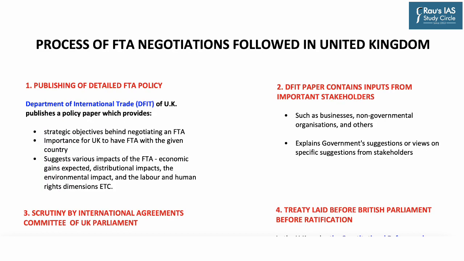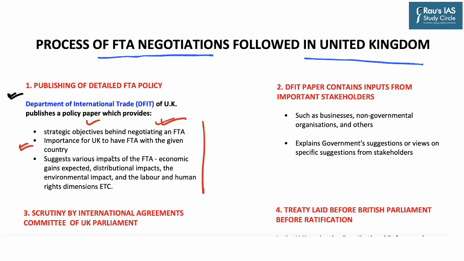And in this backdrop, let us go through the process of free trade agreement negotiations which is followed in the United Kingdom, and also a comparative analysis with India. So in the first step, the Department of International Trade of the United Kingdom publishes a policy paper providing the following. The policy paper provides the strategic objectives behind the negotiation of the FTA, and the importance for the UK as a country of having such an FTA with the other country.